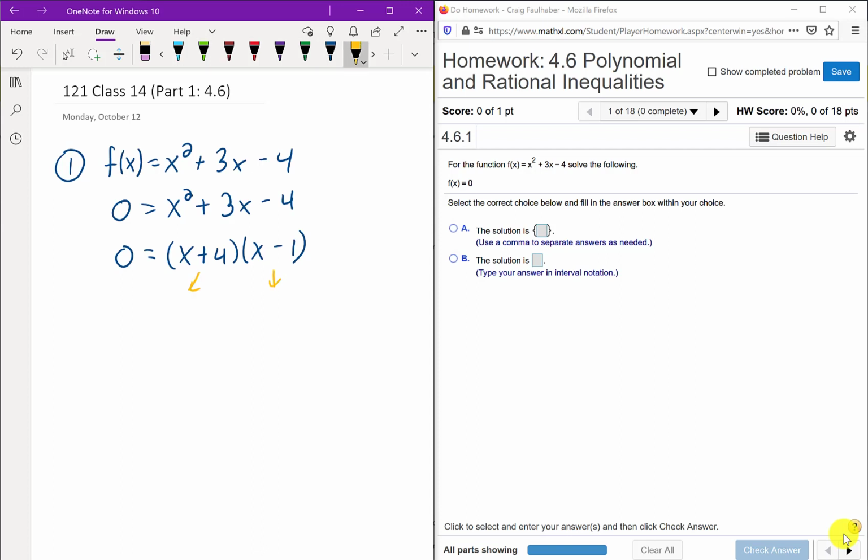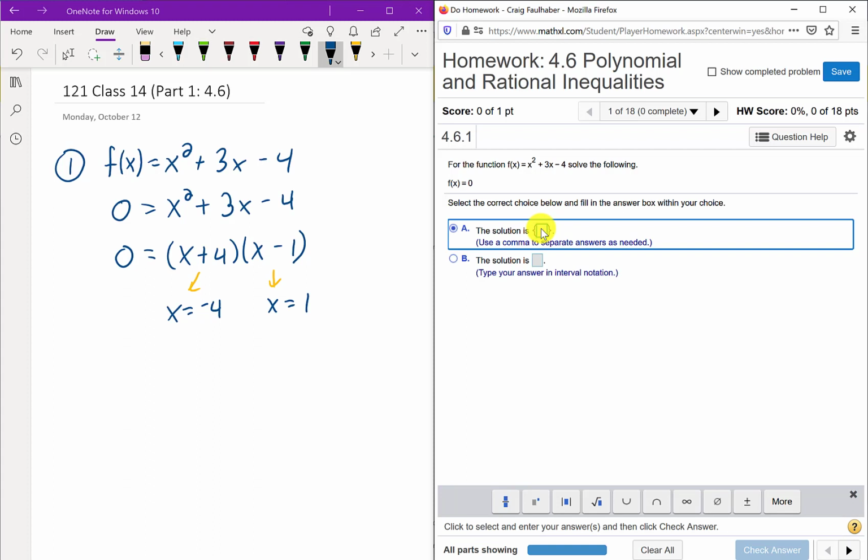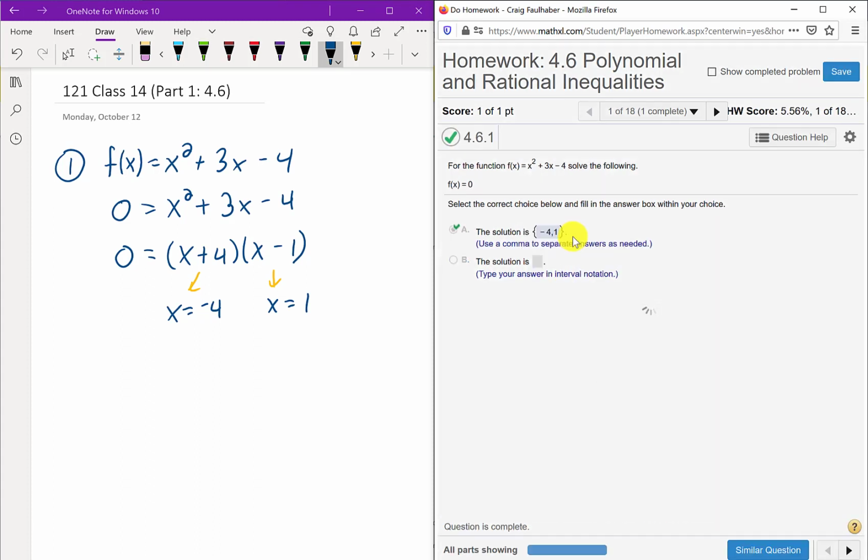We now have two factors multiplied by each other, set equal to 0, and each one of these factors is going to provide us with an answer. We get x equals -4 from the first factor and x equals 1 from the second factor. That is it. I'm just going to put -4, 1 into these parentheses, and that looks good.